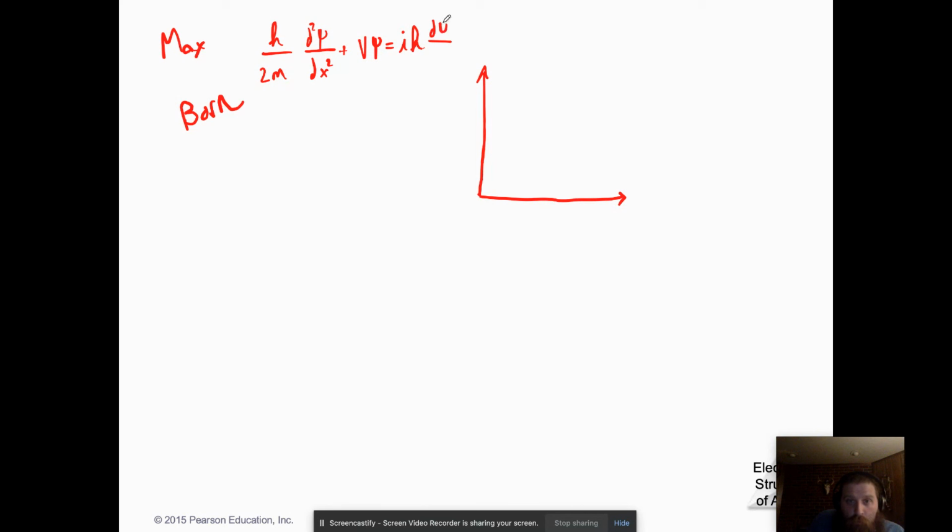The derivative of psi over time. Okay, so when you solve this big equation, the answer that you get is psi. And psi is a function of x. So we graph it on the x-axis, and we get some kind of wave.